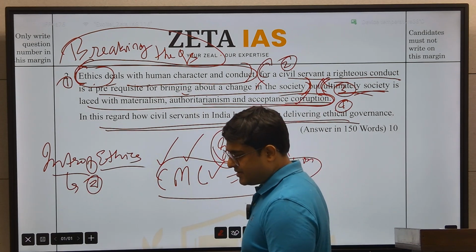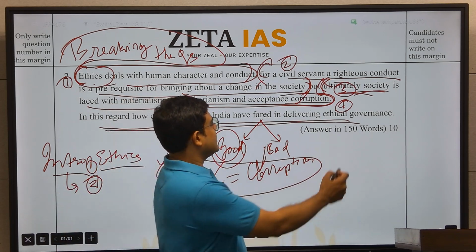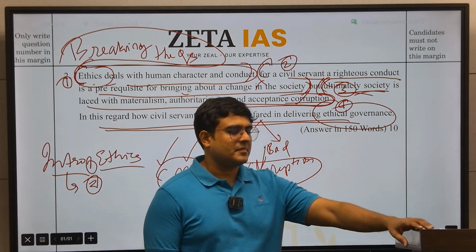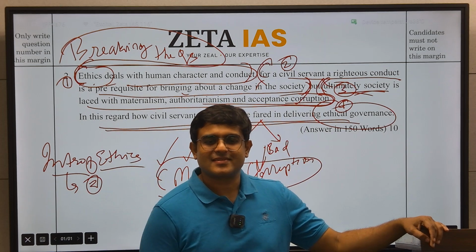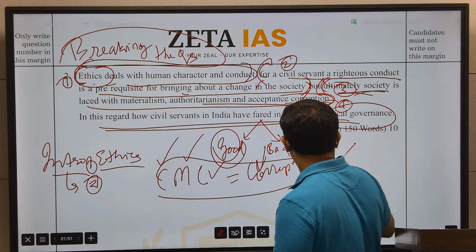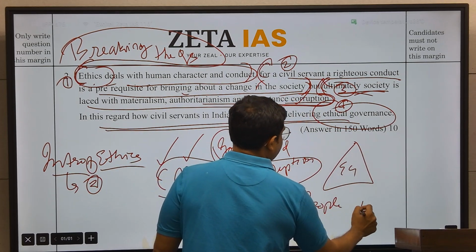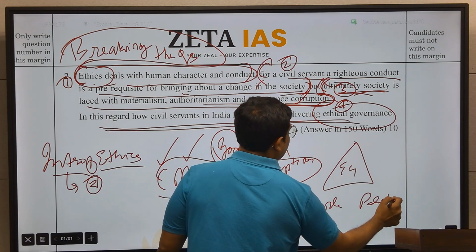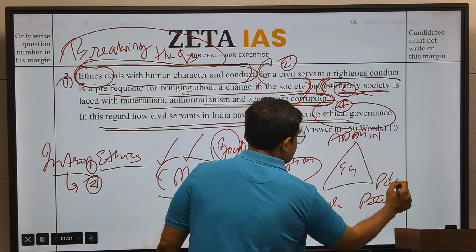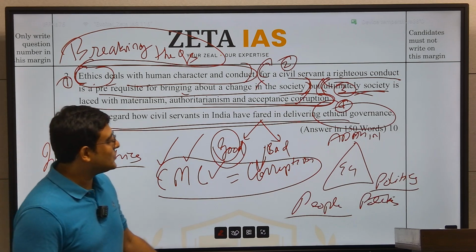And in the conclusion, now tell me, can ethical governance be possible only by civil servants? For ethical governance, there are other two stakeholders as well: people, politics, and administration. So there too should be ethical governance.